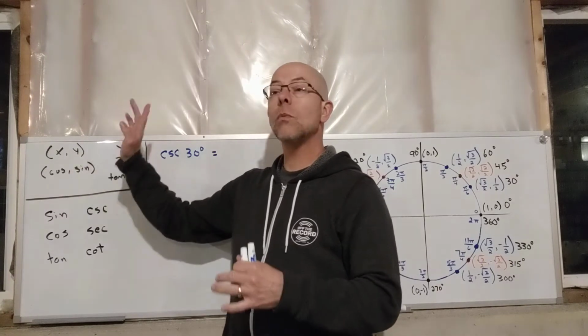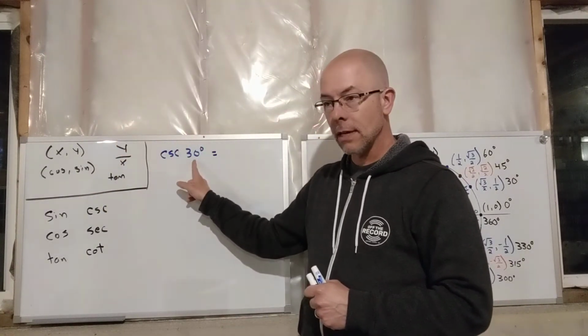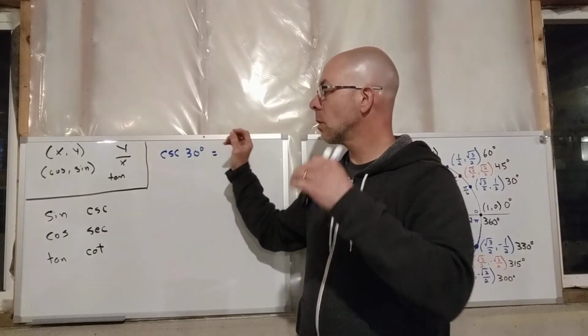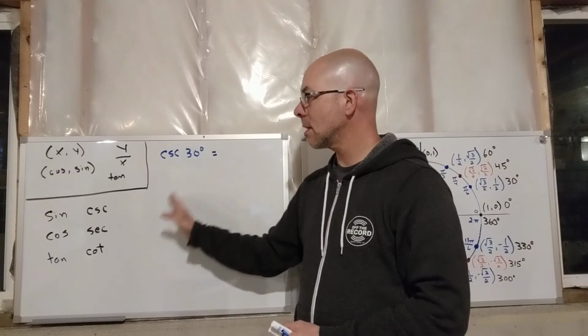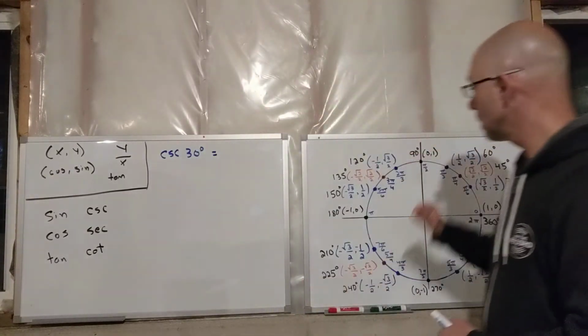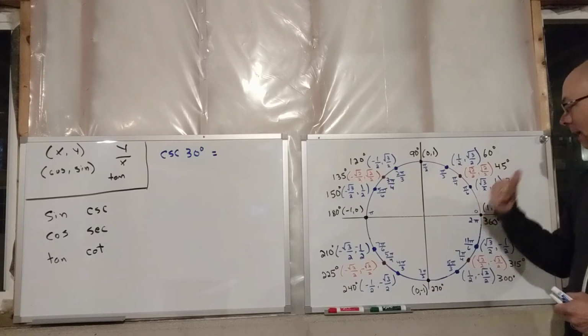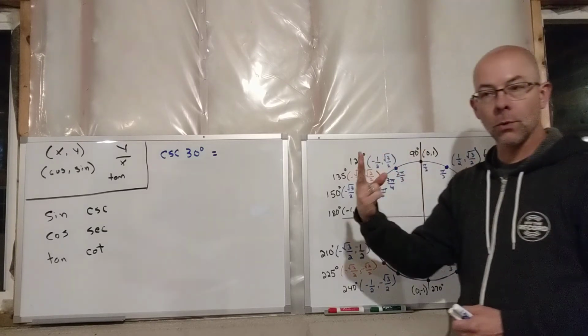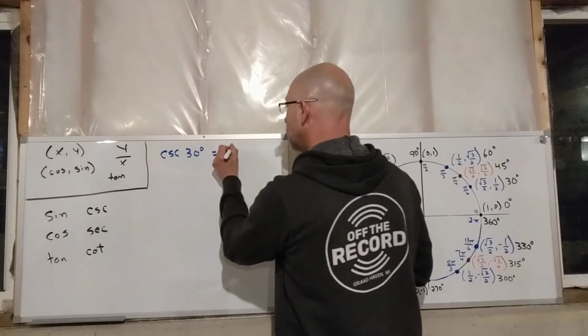Sine is associated with y. So you guys, the cosecant of 30 degrees is the reciprocal of what sine would be. It's the reciprocal of the y-coordinate. The y-coordinate's 1/2. Its reciprocal, 2. Technically 2 over 1, but 2.